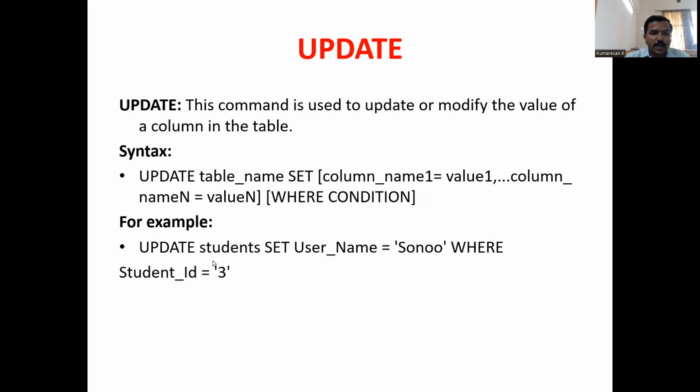For example, update student set, which is the keyword, user_name equal to Sonu, where student ID, that is the table name, equal to 3. So we have to change the record where the student ID is equal to 3.